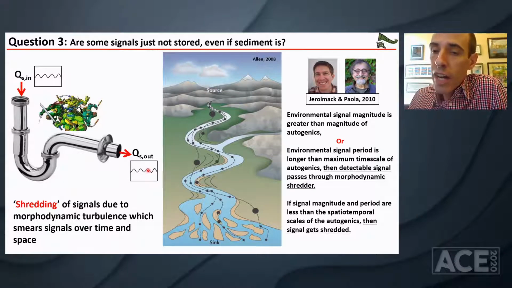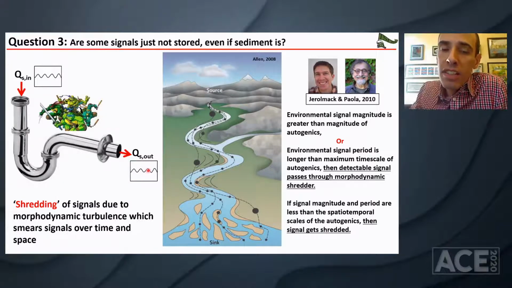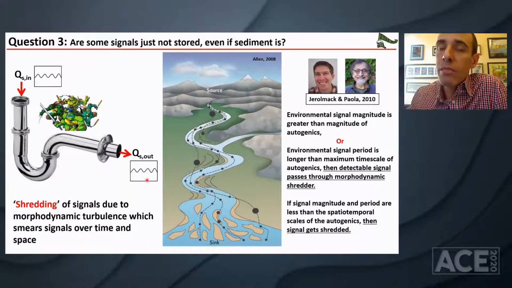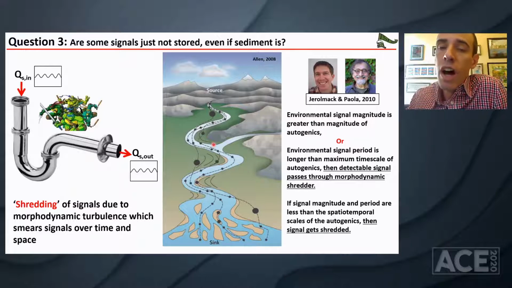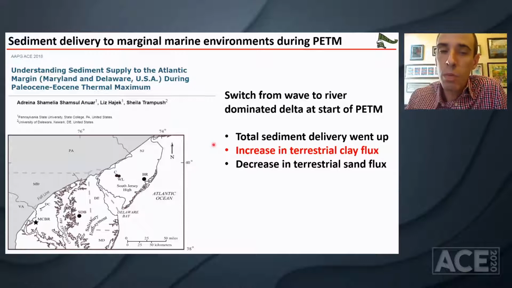And essentially their idea is that signals can get through the routing system if they occur over time and space scales that are longer and larger than the largest autogenic events that go on in your sediment routing system, the largest types of avulsions maybe that are going on in the routing system. So this is a testable hypothesis for us, and we can think about this with the PETM.